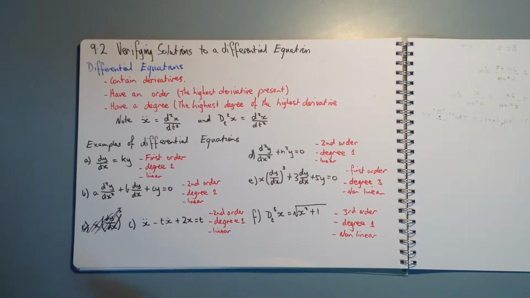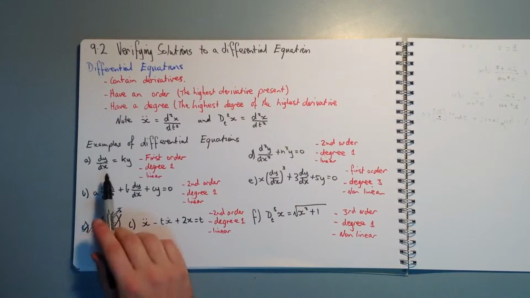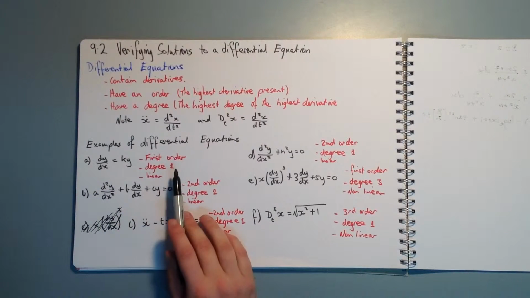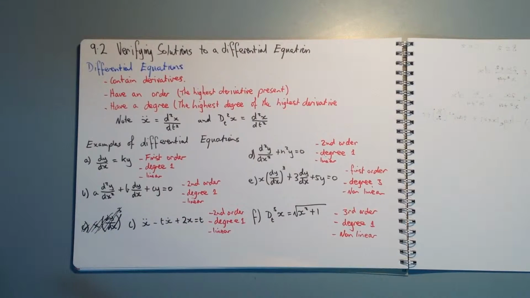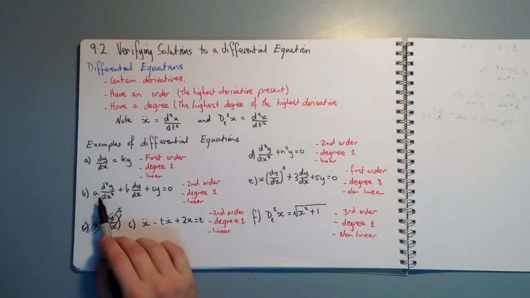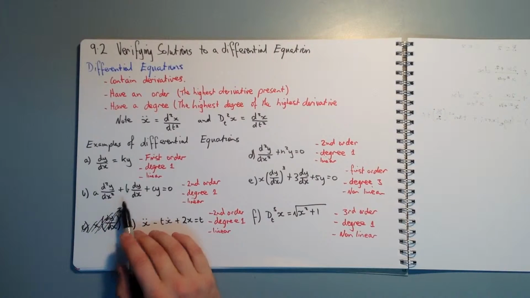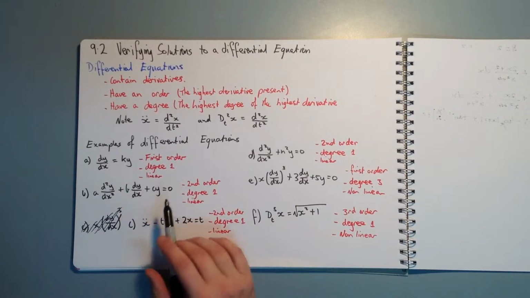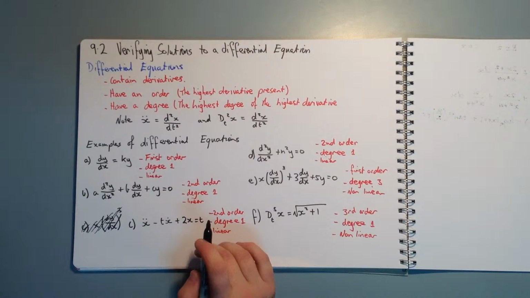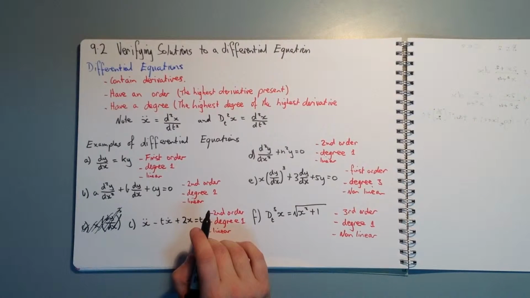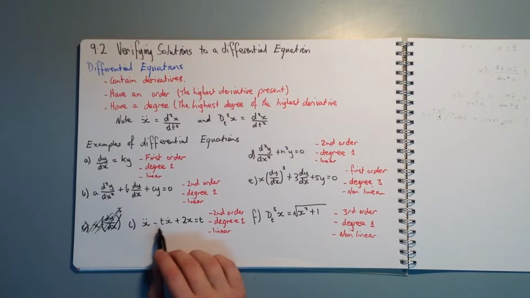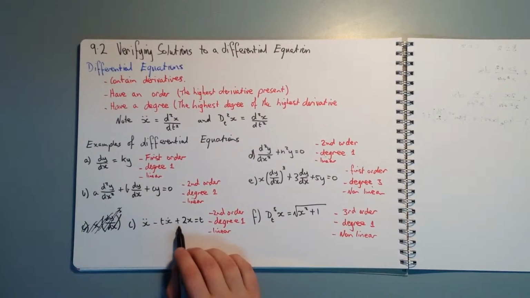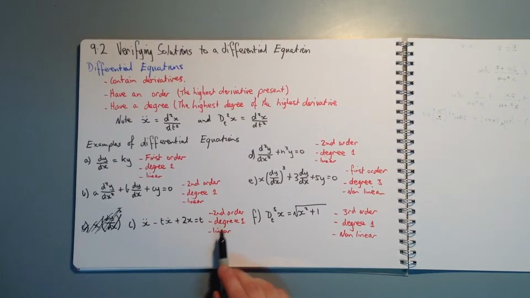Okay, so examples of differential equations. If we had dy dx equals ky, well that's our first order, degree 1 linear differential equation. If we had a times d squared y dx squared plus b dy dx plus cy, that's a second order degree 1 linear equation. For b, we had x double dot minus t x dot plus 2x equals t. Well, that's a second order degree 1 linear equation.